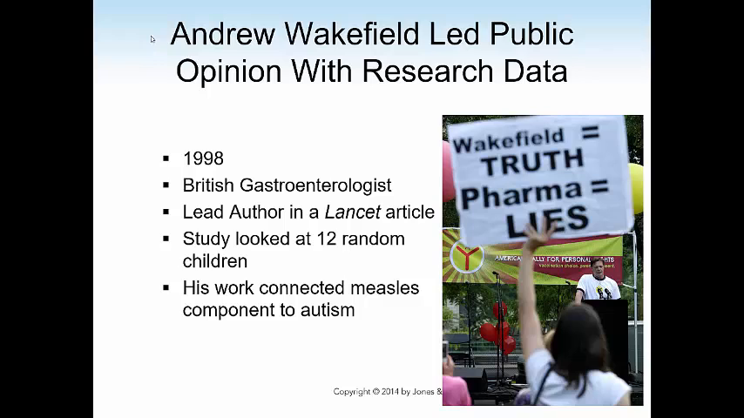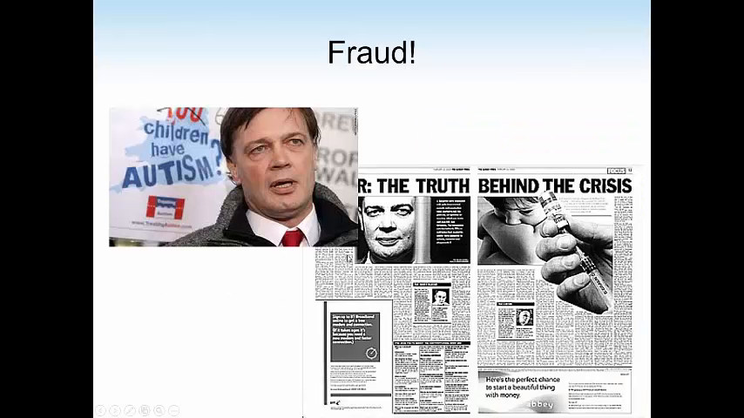So he looked at a study. His group looked at 12 random children, and with his work that he published in the Lancet, he connected measles to a component in autism. All right, so have you had statistics yet? All right, is there a problem with the number 12 for you? Are you having problems with that? Yes, you probably should have a problem with that. The word random, you probably don't know you should have a problem with that one as well. So remember, studies are not supposed to be biased.